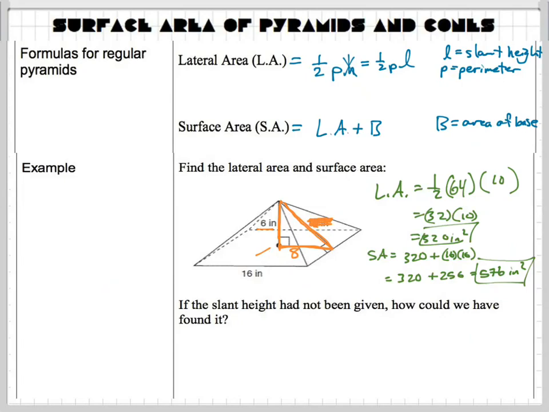Now, is there another triangle I could use it for? This one right here. Can I use the Pythagorean Theorem for that? Yeah, we know this is 8 right there. So there's different triangles you can use. Use triangles. That's how you'll find the length of the slant height if you're not given it.